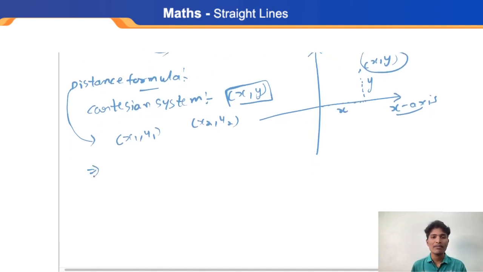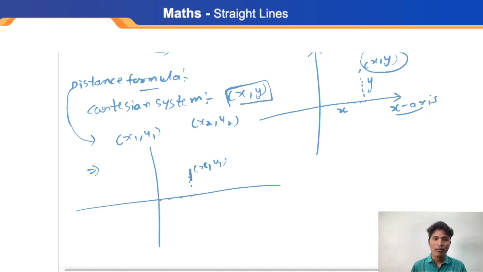We can find the distance between these 2 points by, again, plotting x1 and y1. I can plot x1 and y1 at this point, x1 comma y1. I have moved this distance: x1 distance, and this is y1 distance. Another point is x2 and y2. Suppose I have to move some more and reach x2 comma y2 again.